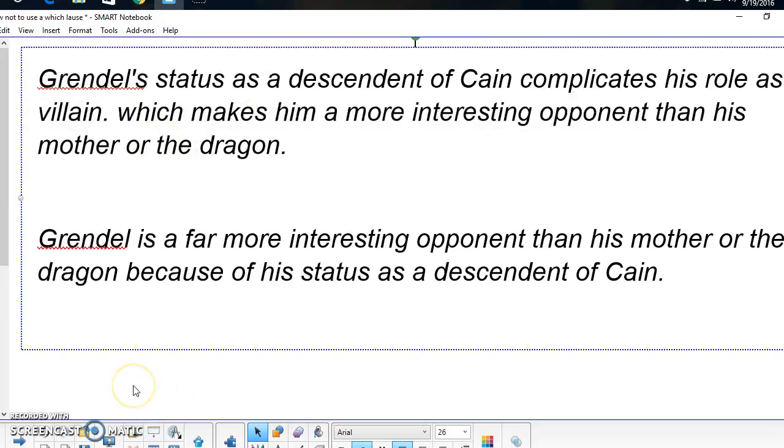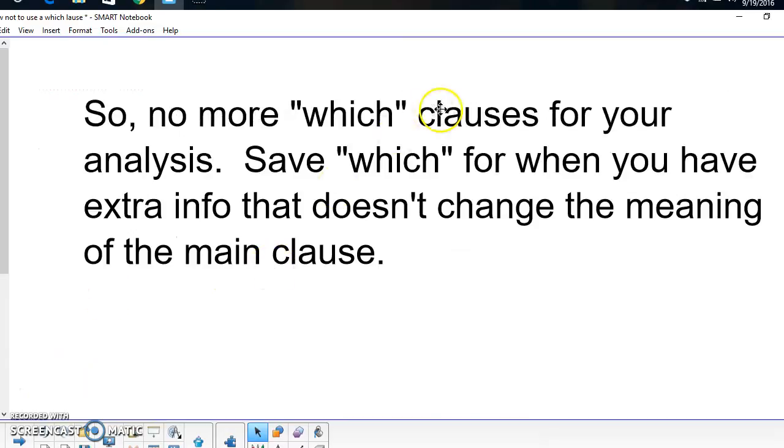All right, so keep the which clauses in mind. Really save the which clause, not for your analysis. No more which clauses for your analysis. Save it for when you have extra info that doesn't change the meaning of the main clause.